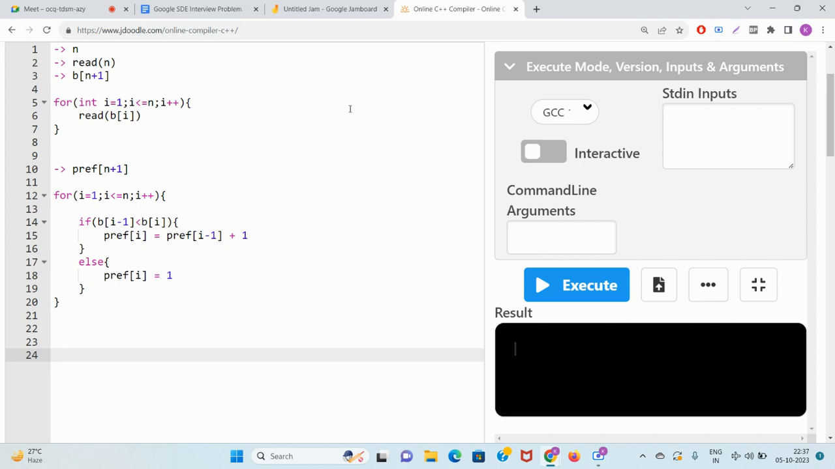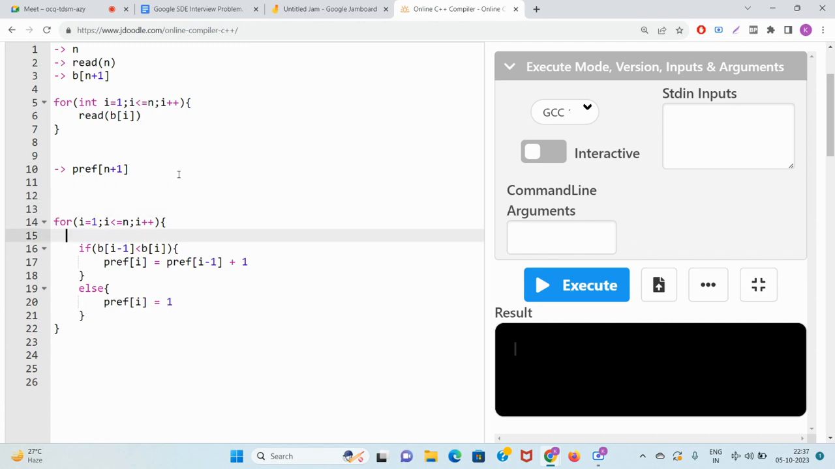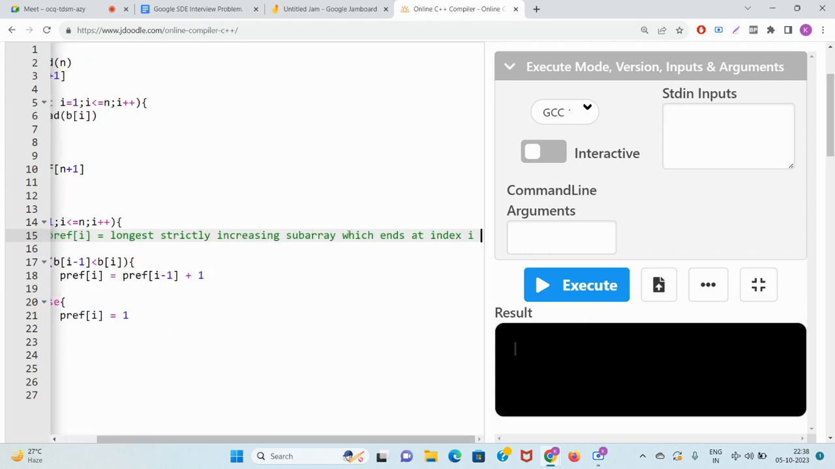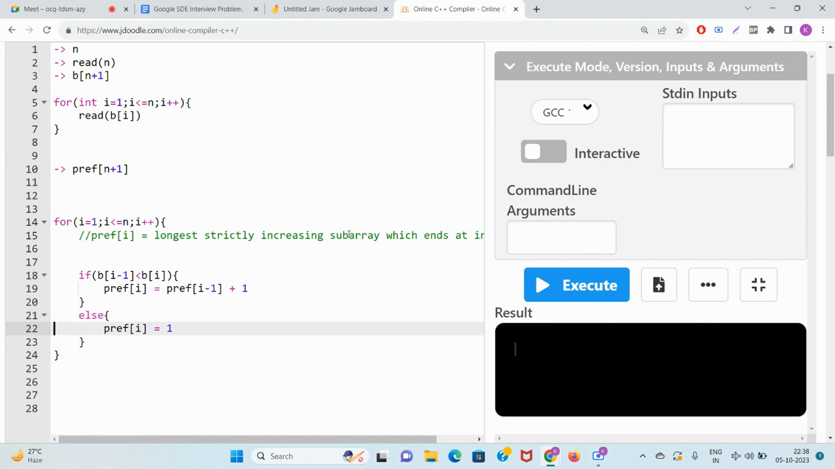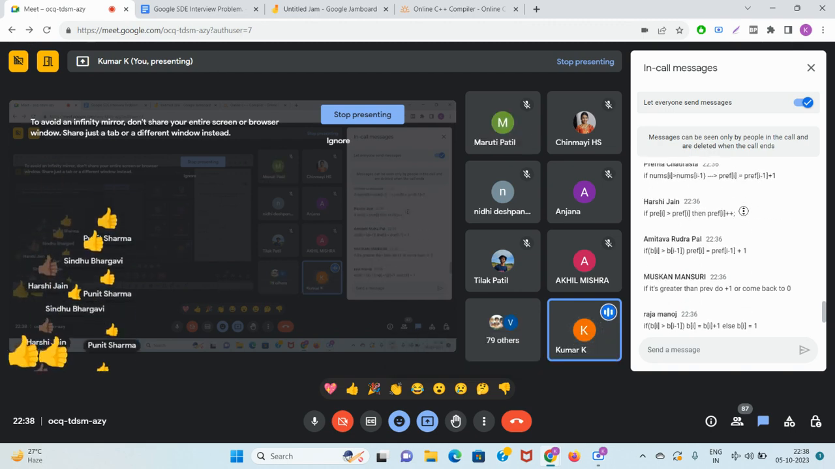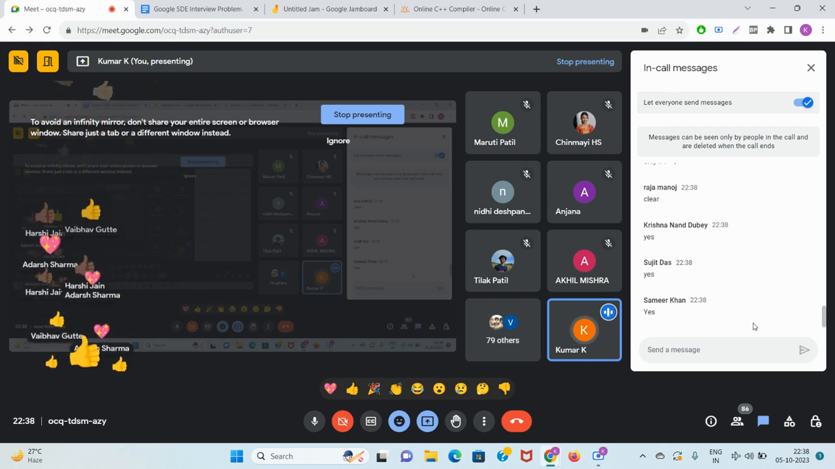Guys, is this clear that pref of I is telling us the longest strictly increasing subarray which ends at index I? Okay, guys. So, this much algorithm is clear to everyone. Start writing yes in the chat, don't waste time. If there is anyone who didn't understand? It's very basic.